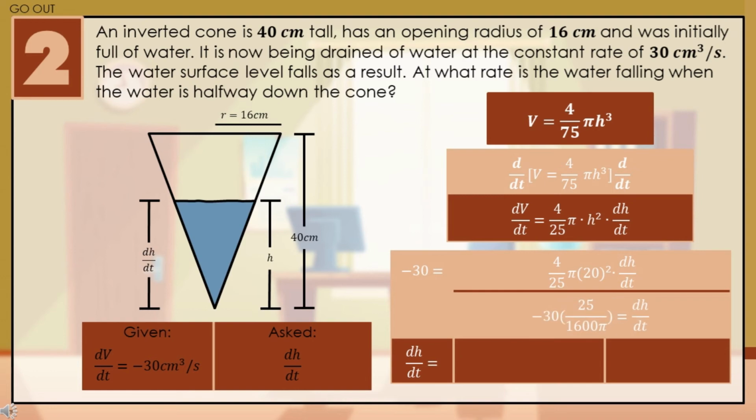Keeping in mind that we are looking for dh over dt, our next step is to move this fraction to the other side by reciprocating it. Now, we are closer to finding the value of dh over dt. Multiply negative 30 by 25 and simplify the fraction. In the end, we get negative 15 over 32 pi, or negative 0.1492. Remember to put the unit, which is centimeters per second.